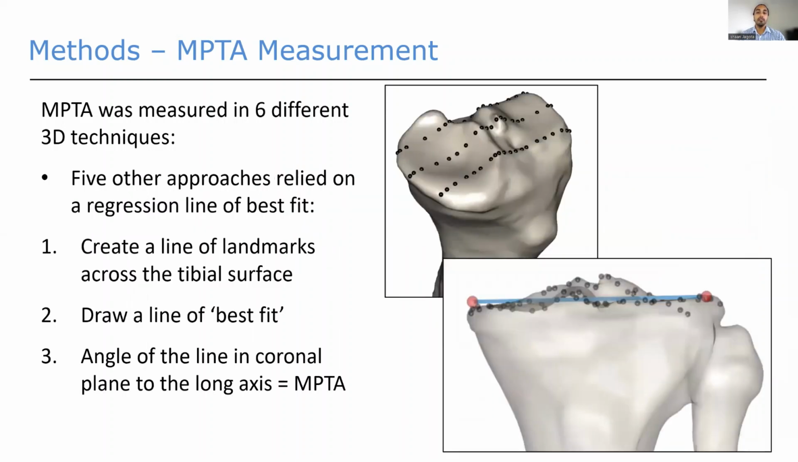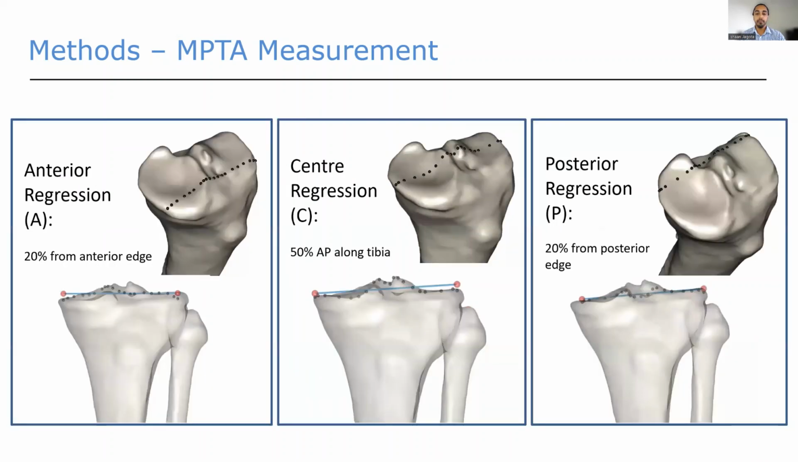The other 5 techniques relied on a regression line of best fit to form the proximal tibial joint line. This involved running a custom algorithm which identified 20 landmarks across a cross-section of the tibial plateau. The algorithm then calculated a line of best fit, which represented the proximal tibial joint line.